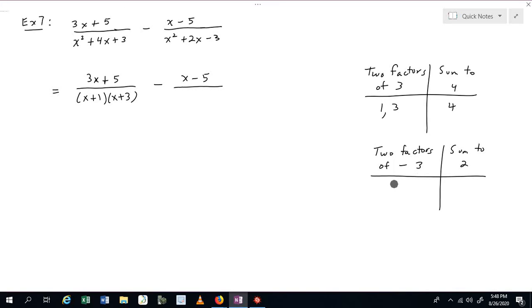Okay, so let's just run through all the possible factors here. Like you could have 1 and -3. That adds up to -2. And then you go to 2. But 2 is not a factor. So then go to 3. So you could have 3 and -1. And that adds up to 2. So it factors into x plus 3, x minus 1.